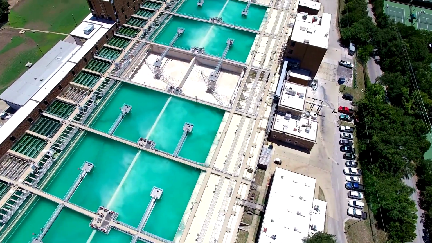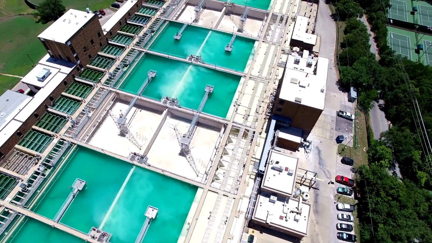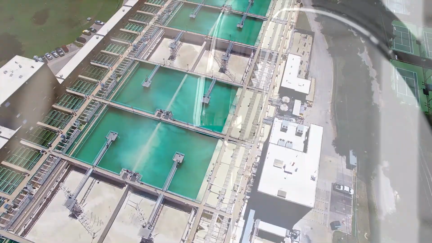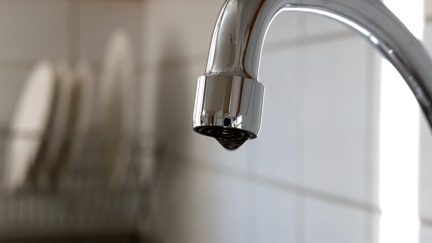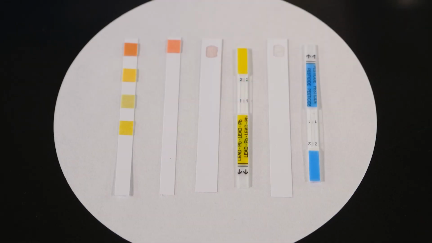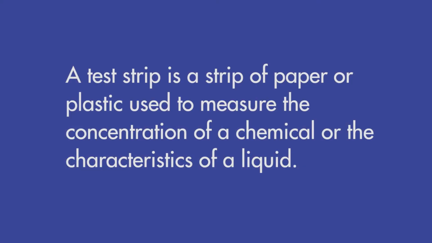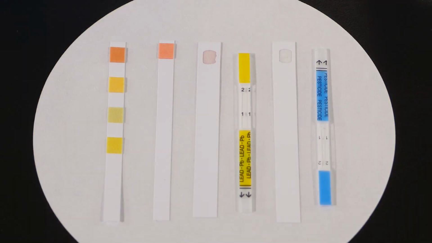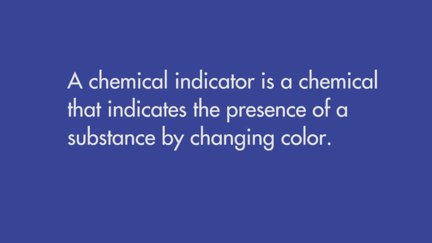Treated water is water that has been processed to improve its quality. After the water was treated, it was conducted through pipes to this location. We will test both water samples for contaminants. For many of the tests in this lab, we will use test strips. A test strip is a strip of paper or plastic used to measure the concentration of a chemical or the characteristics of a liquid. A portion of each test strip contains 1 or more chemical indicators. A chemical indicator is a chemical that indicates the presence of a substance by changing color.